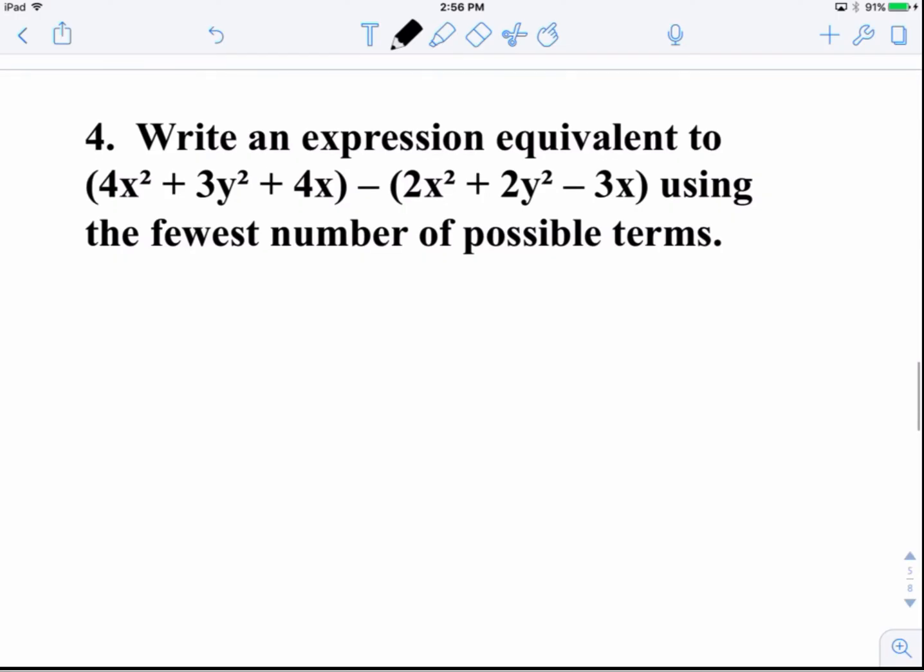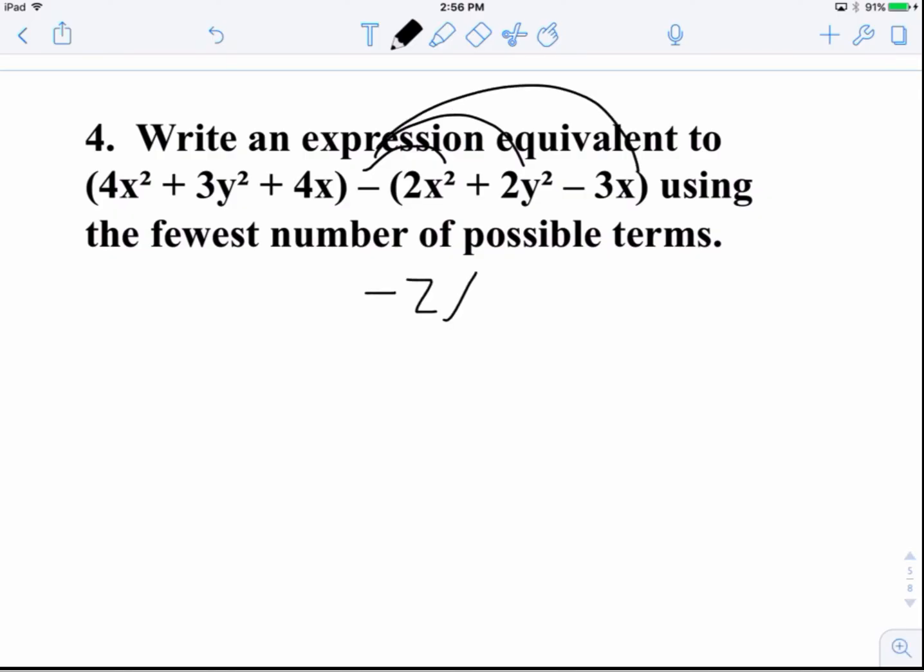Number 4, write an expression equivalent to the quantity of 4x squared plus 3y squared plus 4x minus the quantity of 2x squared plus 2y squared minus 3x. Okay, so first we need to distribute the negative into every term inside. So this gives us a negative 2x squared minus 2y squared plus 3x.